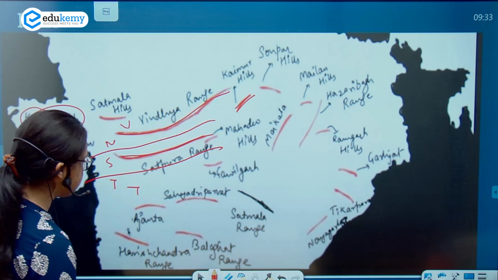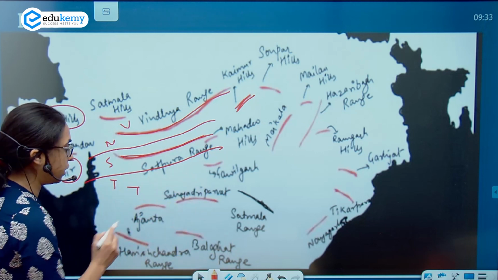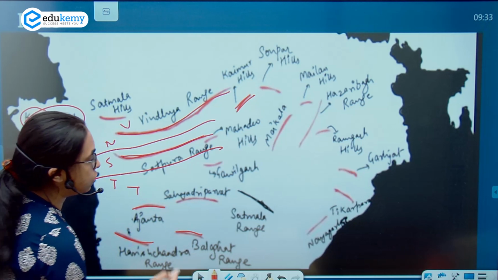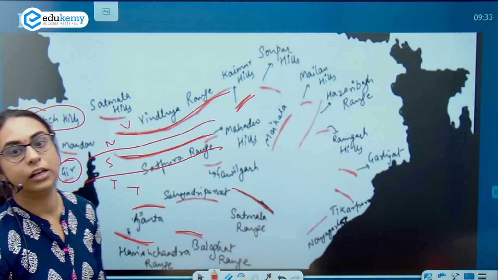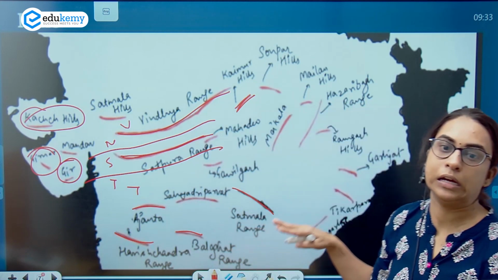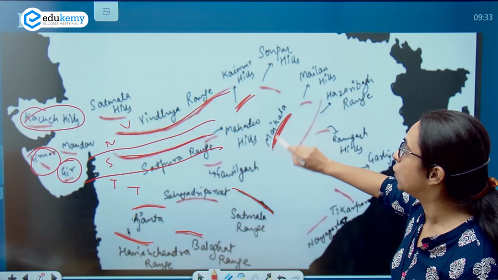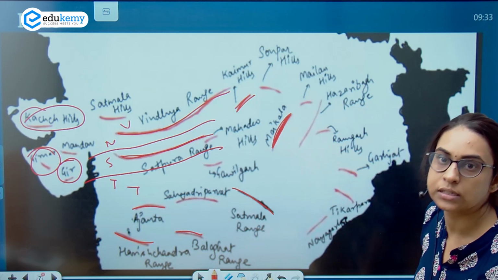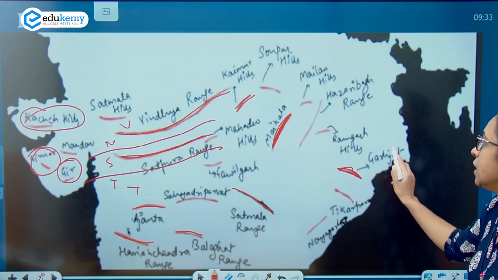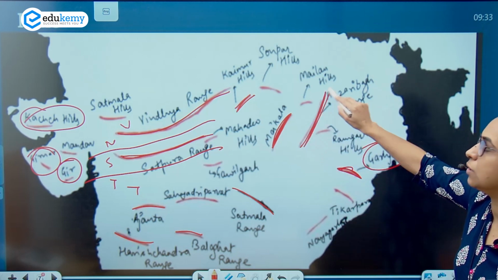If you look at this, the important hills in Maharashtra are Ajanta, Harishchandra, Balaghat and Satmala. They are important hills in Maharashtra. Here is your Maikal hills, which is near Chhattisgarh. The important hills in the Eastern Ghats are the Garjat hills. Here in Hazaribagh is the Hazaribagh range.